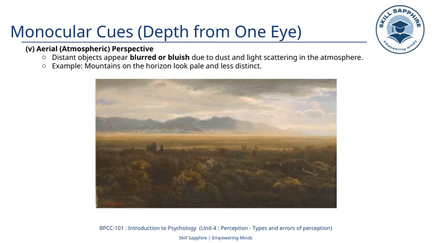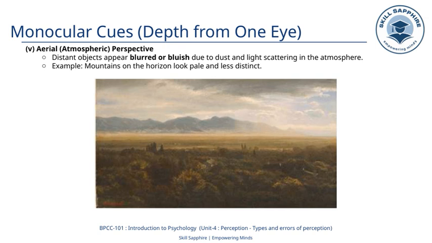Now, let's explore the concept of aerial or atmospheric perspective as a monocular cue for depth perception. When we look at distant objects, they often appear blurred or have a bluish tint. This happens because of dust particles and light scattering in the atmosphere. Essentially, the farther an object is, the more atmospheric interference there is, which affects how we perceive its clarity and color.